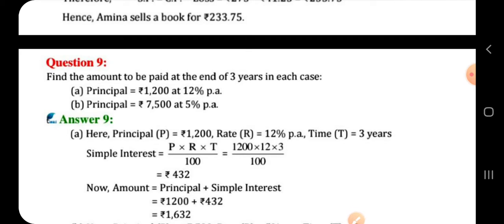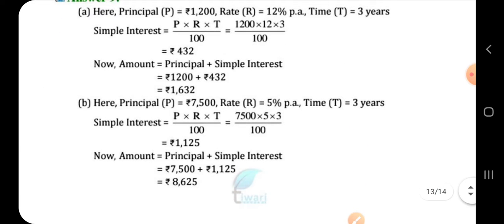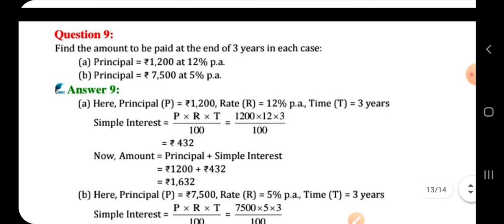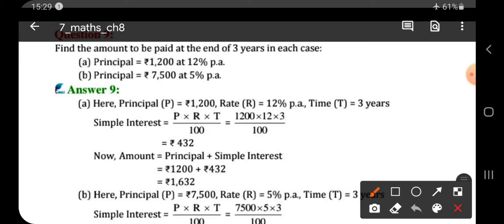Question number 9. Find the amount to be paid at the end of 3 years in each case. Here, first one, principal is 1200 at 12% per annum. These examples are of simple interest. So here is the formula. You have to learn it. PRT by 100. What is the formula? PRT by 100.